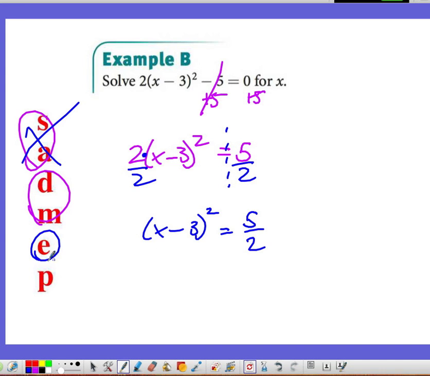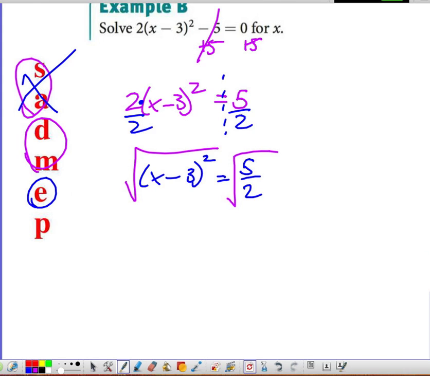Now we move on to exponents. We're squaring the parentheses, so the opposite of squaring is to take the square root. Whatever you do to one side, you must do to the other. And so now the square root and the squared basically just cancel each other out, and we have x minus 3 is equal to, again, since we have the square root of a fraction, we can take the square root of the top and the square root of the bottom.